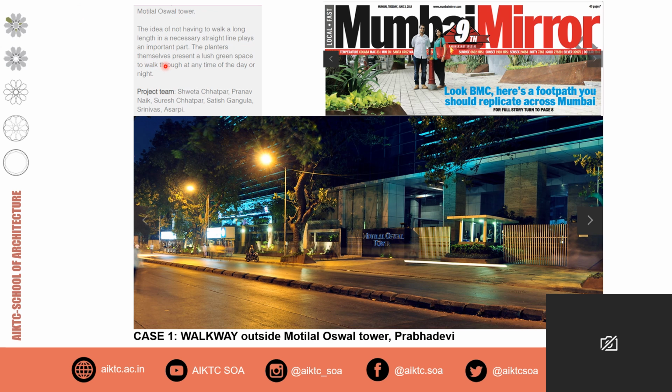So the idea of not having to walk a long length in a necessarily straight line plays an important part in walkability. And the use of existing elements such as landscape, planters, or the existing economies becomes very important in the redesign of any given platform. Mumbai Mirror has also stated that look BMC, here's a footpath we should replicate across Mumbai, making this maybe an ideal project to look at design parameters which will help us redesign the pavements in the city.